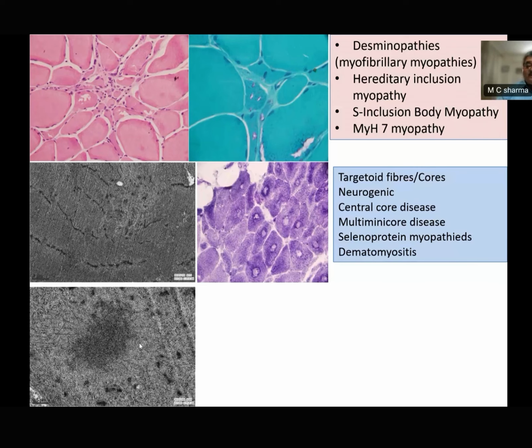So is morphology alone, without NGS, recommended? This is very questionable. There are some diseases.